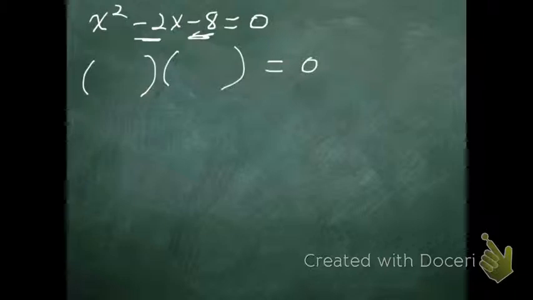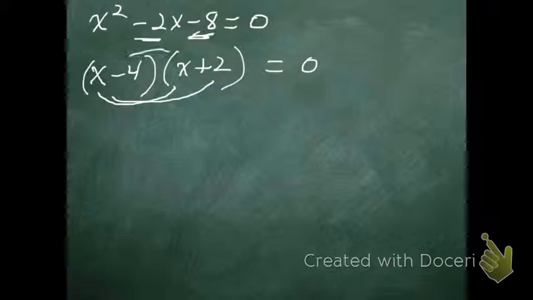Let's see here. I know that 2 times 4 is 8, and if I make one of those negative and one positive, I'll get a negative 8, and I want it to be a negative 2 sum, so I'm going to make the 4 negative and the 2 positive. Now I'm going to double check. Foiling, there's my x squared, positive 2x, negative 4x, that's a negative 2x, and negative 8 on the end. All right, setting each factor equal to 0 then.